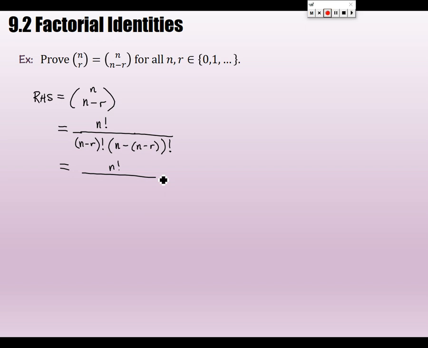All right, so what do we get here? N minus r factorial, and over here, r factorial, and what's that? N choose r. And that's the left-hand side.